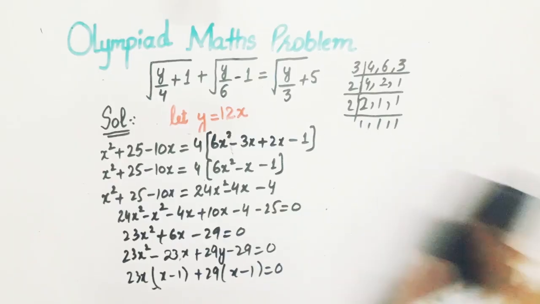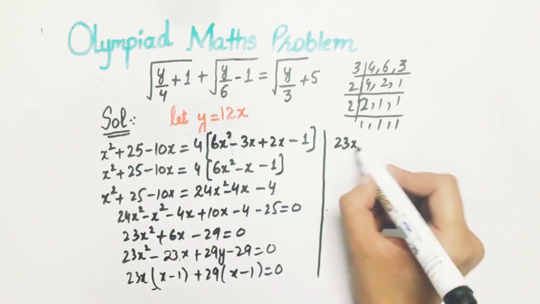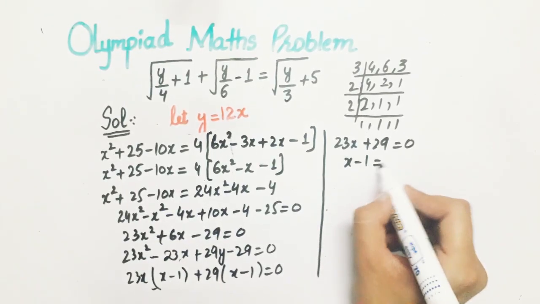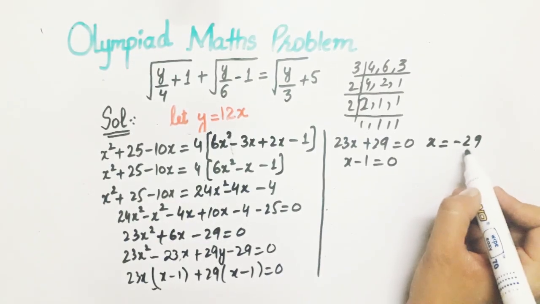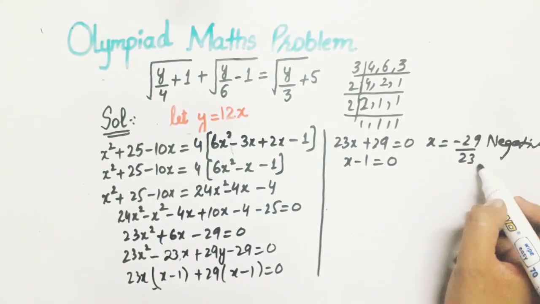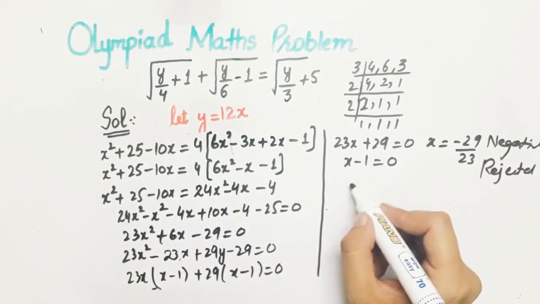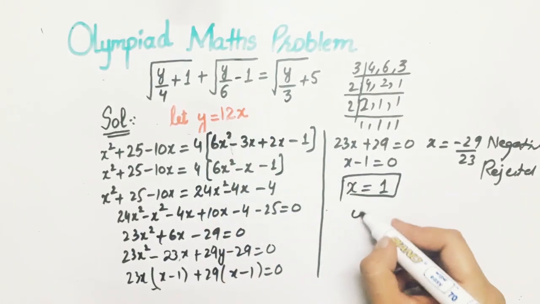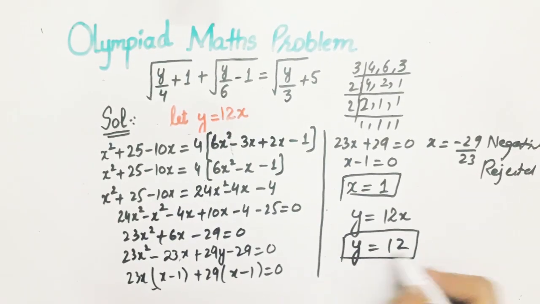Now we have two values: 23x plus 29 equals 0 and x minus 1 equals 0. This implies x equals minus 29 by 23. That is negative, so it will be rejected. The only possible value is x minus 1 equals 0, so x equals 1. We supposed that y equals 12x, so we have to find the value of y. y equals 12 times 1, that gives y equals 12. So this is the final answer.